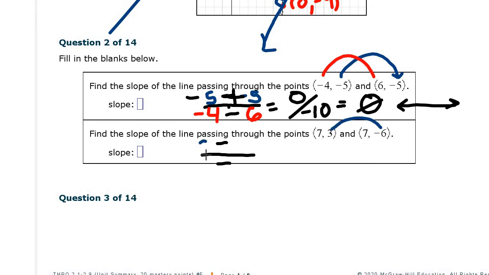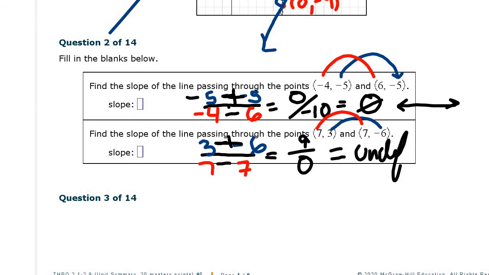Y minus y over x minus x. That's 9 over 0. 0 in the denominator is undefined. It's a vertical line.